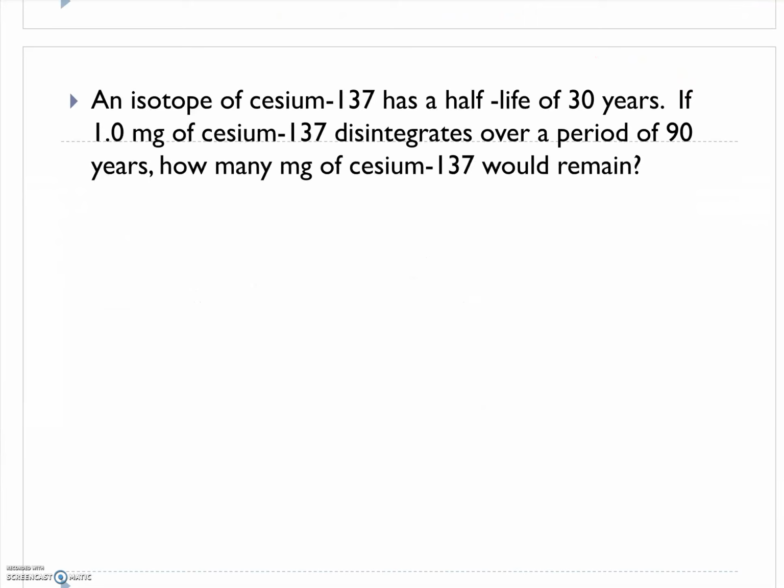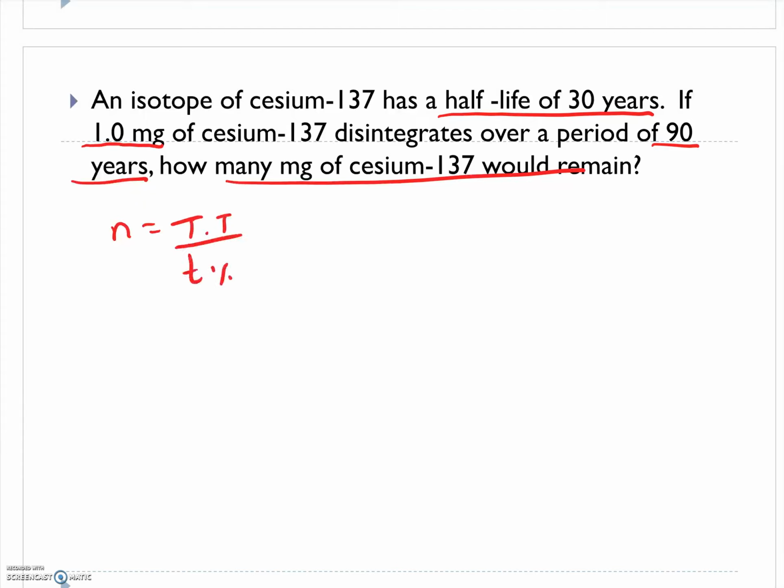Okay, another example. An isotope of cesium-137 has a half-life of 30 years. If you're starting with 1 milligram and it disintegrates over a period of a total of 90 years, how many milligrams would remain? So using that formula again, total time divided by the half-life. Total time is 90 years. Half-life is 30. 90 divided by 30 is 3. So we need to take this sample through 3 half-lives.